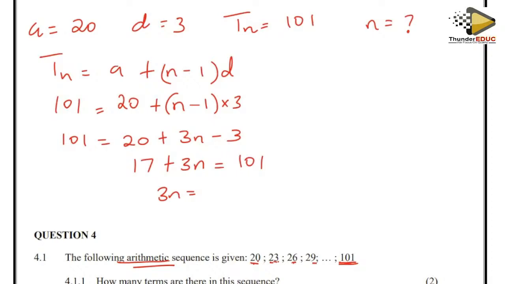What do I get? People with calculators. Someone saying it's 84. 101 minus 17. I don't know. Someone help us.